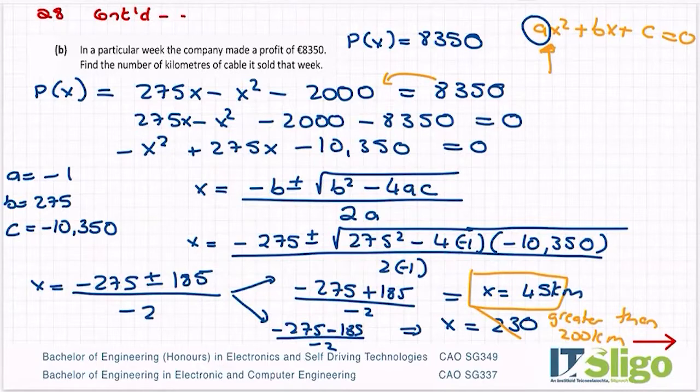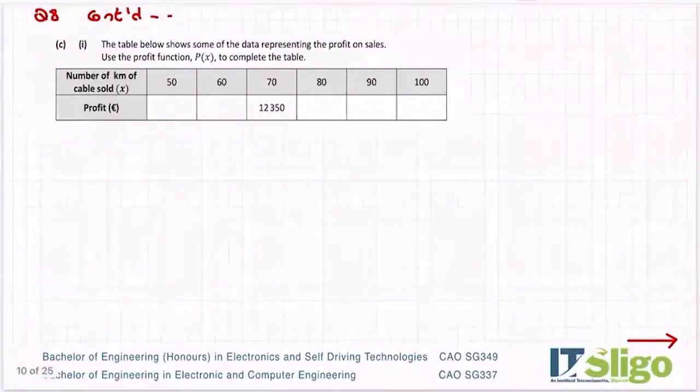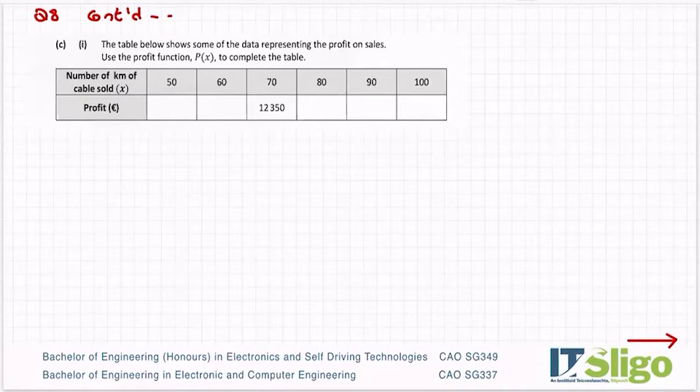Okay, not the end of the world if you didn't discard the 230, you'd lose maybe 1 mark, but you definitely get the majority of the marks. So that was B. C then, the table below shows some of the data representing the profit on sales. Use the profit function P of X to complete the table.